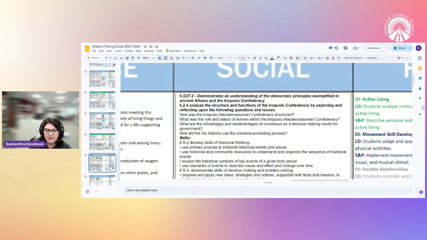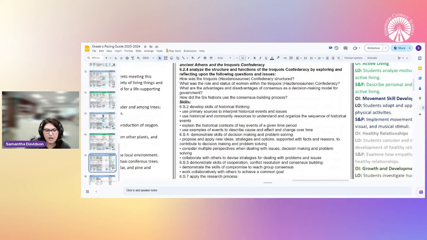We are continuing to develop skills of historical thinking throughout this outcome. However, it is important to note that this is a contemporary democracy that still exists today. It's important that our students understand that these nations exist and continue to exist, and the governance continues to exist. But we can look at some primary sources and some events and issues to truly understand the conception of the structure of it.